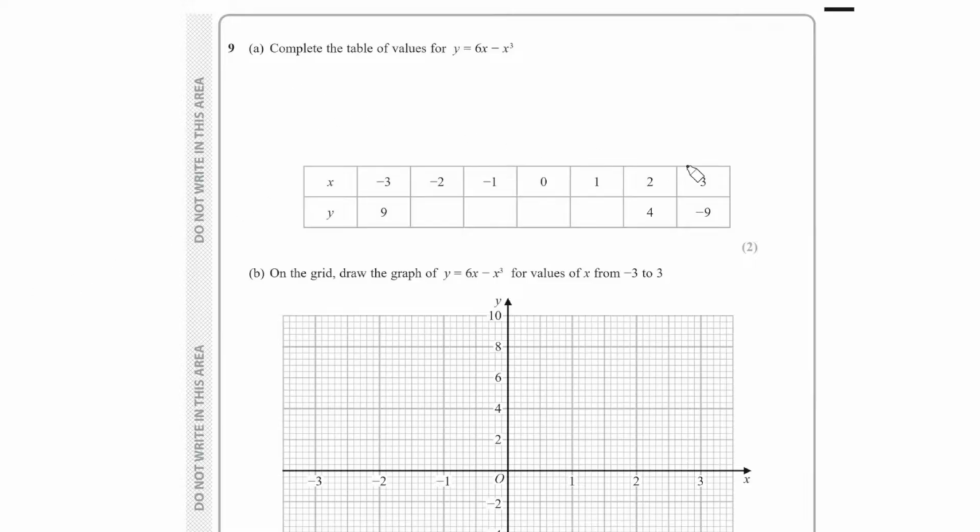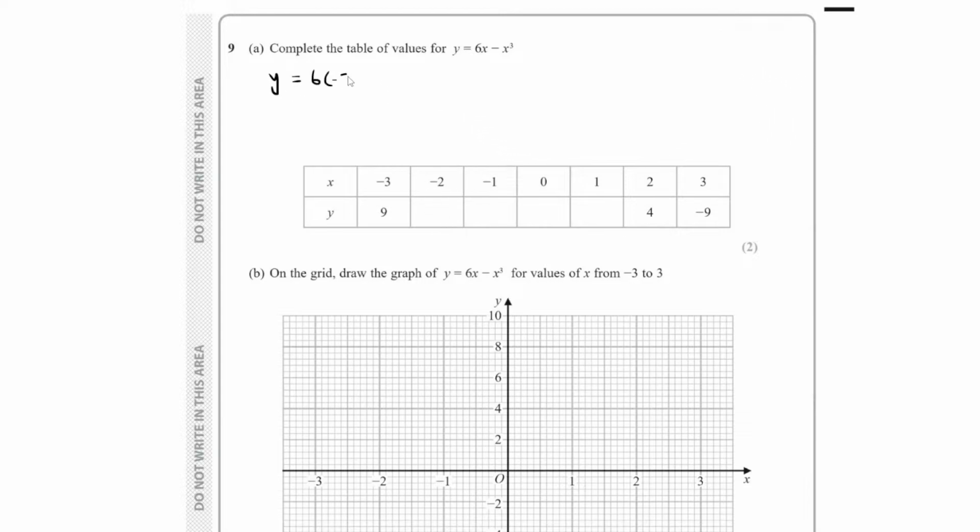Okay, question 9. So this is a really nice one. Complete the table of values for y equals 6x minus x cubed. It's going to be a cubic graph. So for this one, we just literally need to substitute in each of the values of x. So let's start with minus 2. Just be really careful with any negatives and positives.